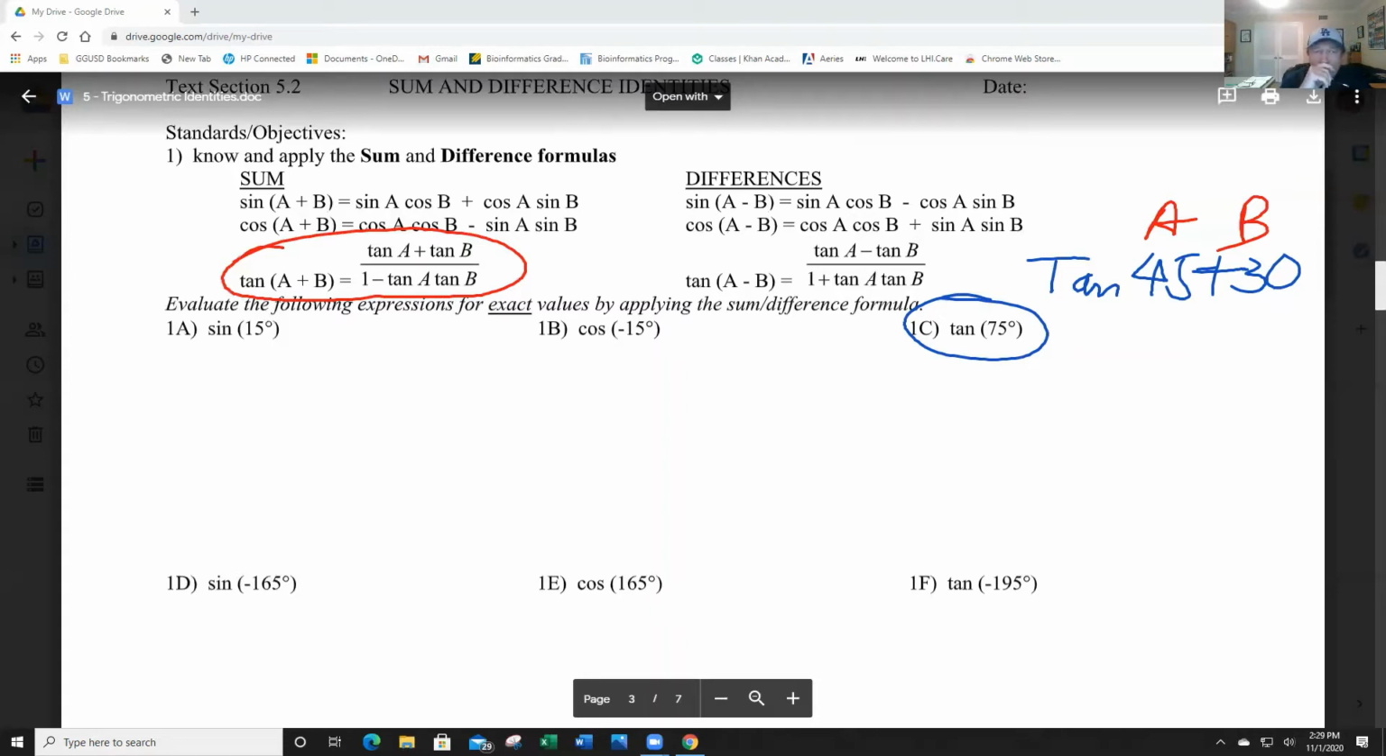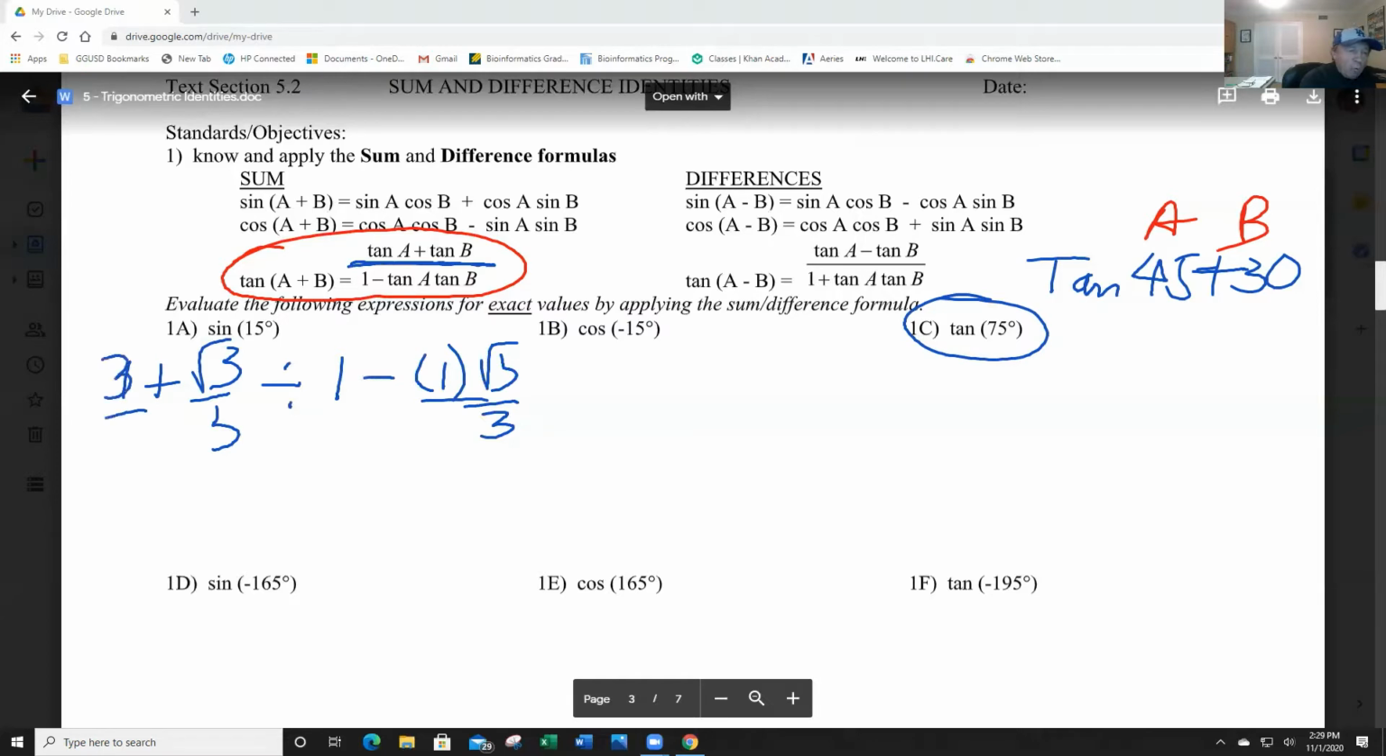We got the tangent of A, which is 1, plus the tangent of B, which is radical 3 over 3. I'm going to use this symbol divided by instead of the denominator line. I find this a little bit easier. 1 minus, and again, the tangent of A is 1. The tangent of B is radical 3 over 3. So what you've got is what's called nested fractions, fractions within fractions, kind of a pain. So I think it would be best to look at this 1 as 3 over 3.